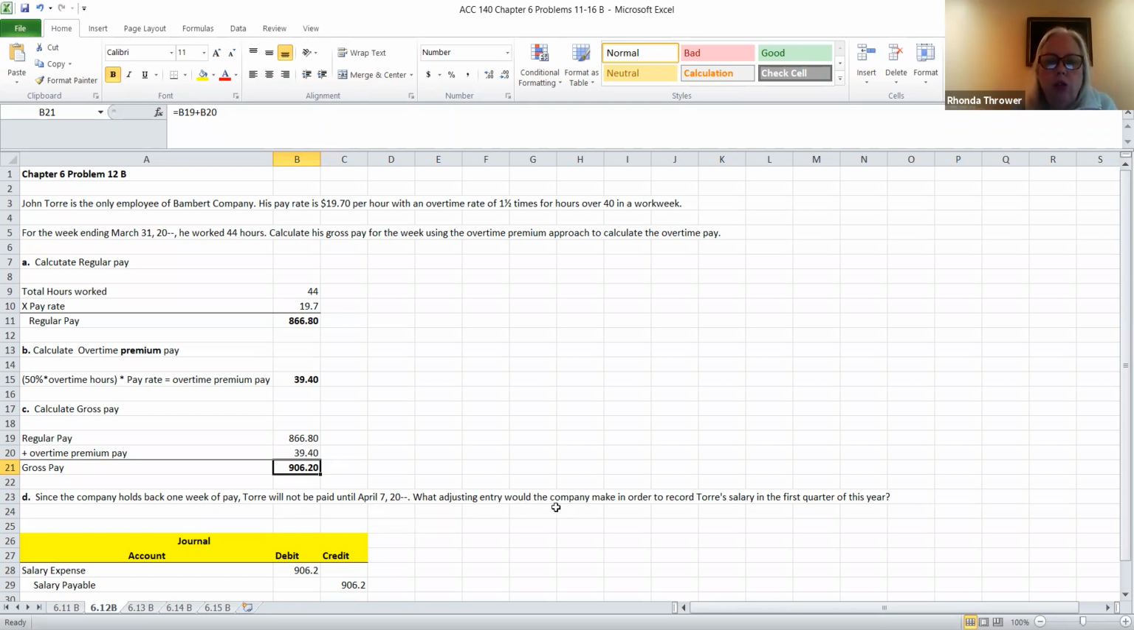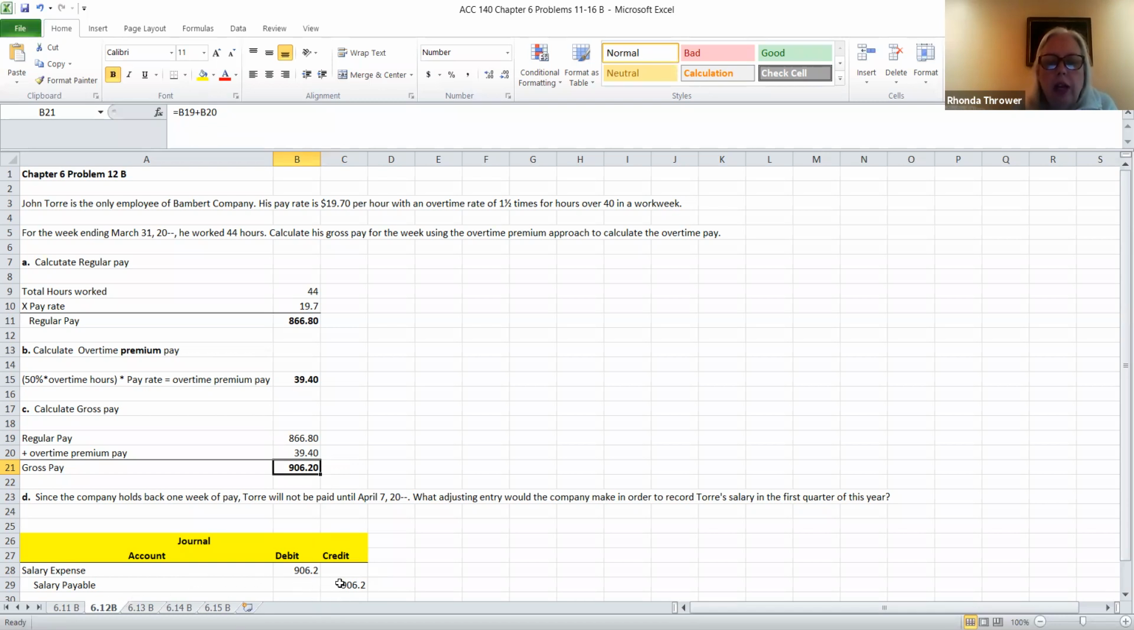What adjusting entry would the company make in order to record Torre's salary in the first quarter of this year? The adjusting entry would be made at the end of March. So this journal entry would be made on March 31st. We would accrue the salary. We would debit the salary expense to increase it for $906.20, the gross pay, and we would credit the salary payable, which is a liability account.